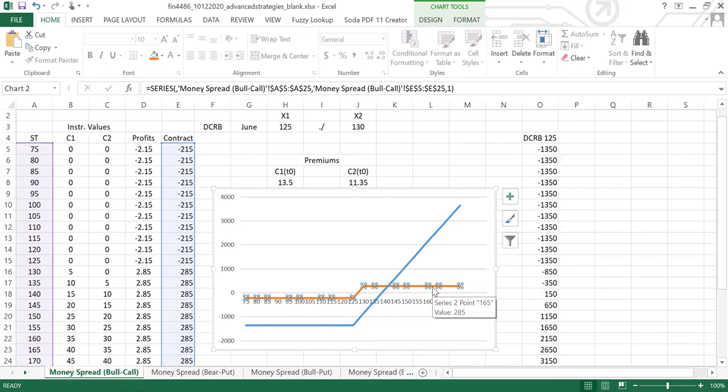Now we have formed a bull spread with call options. Can we form a bull spread with put options? Yes. The only thing is we will have early exercise risk when we form it with puts.